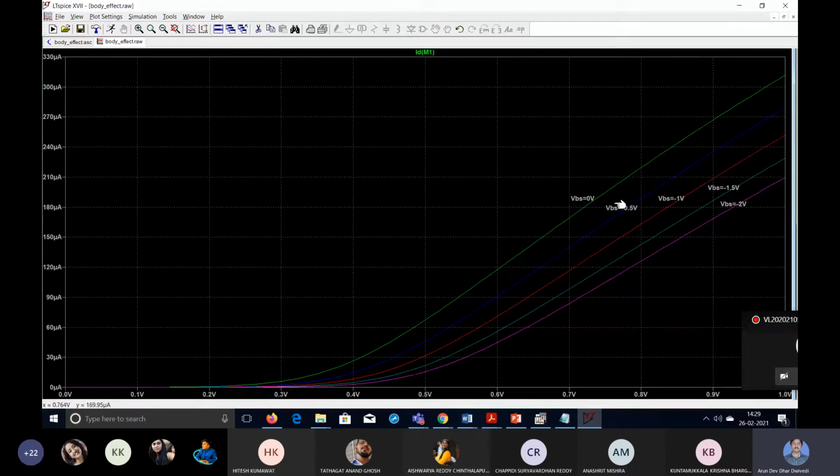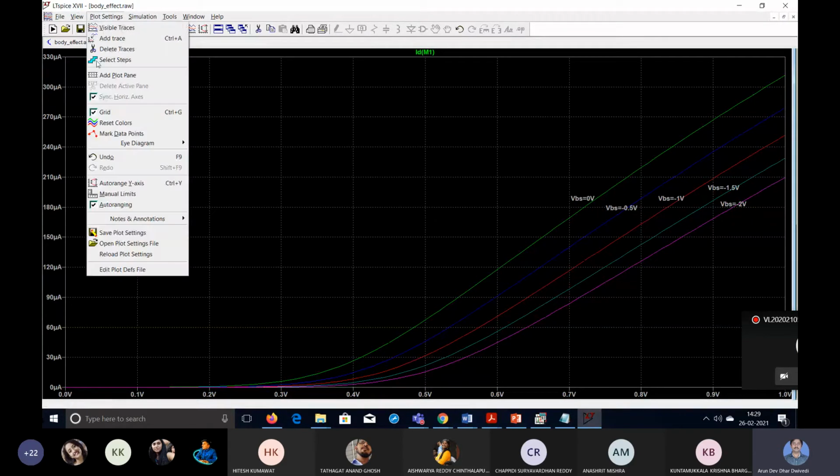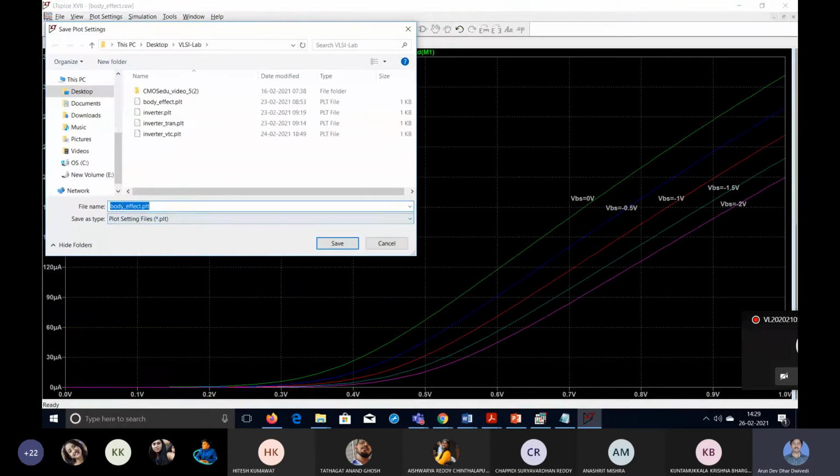And also, whatever you have written, now you want to save. So you can go to plot setting and save the plot setting. If you choose save plot setting, the file name will be the same as the circuit file name, but the extension is different. Here the extension is .plt, so body effect .plt will be saved.